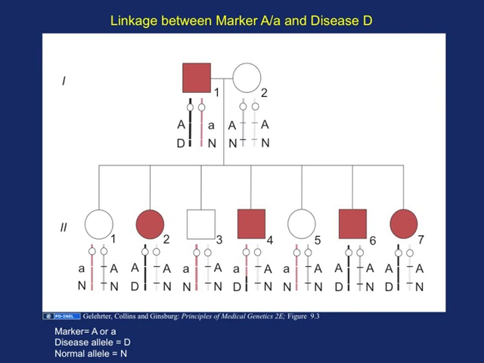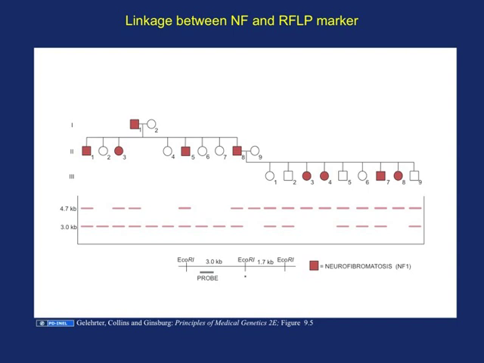So we can use this kind of polymorphic variation to track the inheritance of the disease gene in a family, even if we have no idea what the disease mutation is, even if we have no idea what the disease gene is. As long as we know it's a gene, and we know this marker is near it, we can use it to trace the disease by linkage. Okay. And in fact, this is how we used to find disease genes when we had no idea what the disease was, what the gene was.